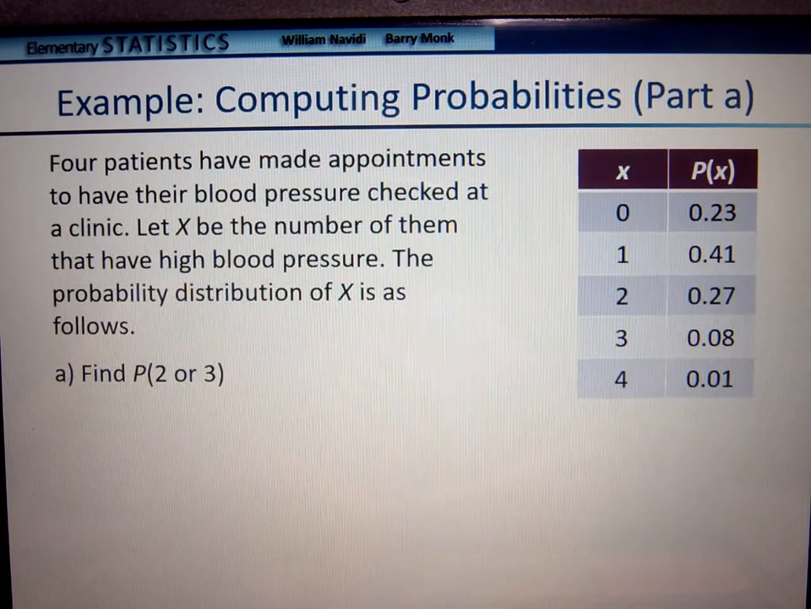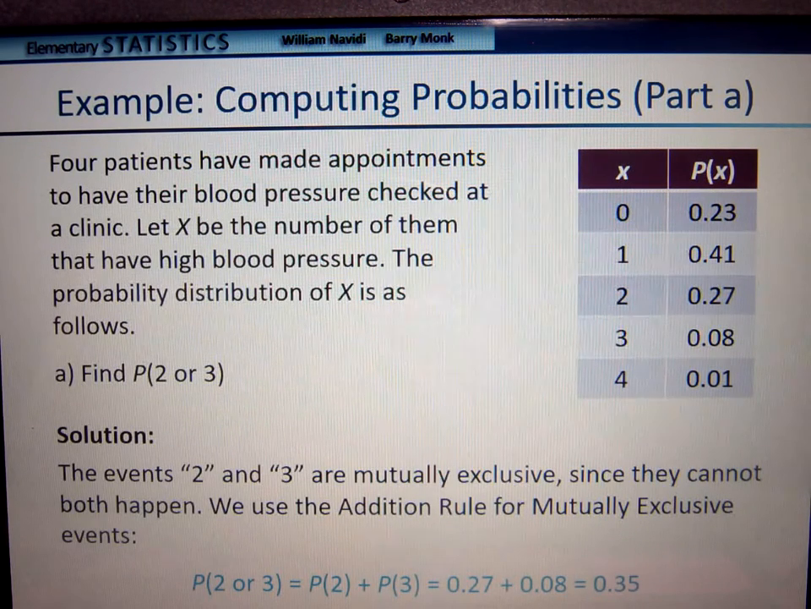All right, let's look at computing probabilities. 4 patients have made appointments to have their blood pressures checked at a clinic. X is going to be the number of them that have high blood pressure. The probability distribution is as follows. The first thing it says is we're going to find the probability of 2 or 3. Now, the events 2 and 3 are mutually exclusive since they can't both happen. You can't have both 2 and 3 people having high blood pressure. So we're going to use the addition rule that we learned back in Chapter 5, probability of 2 plus the probability of 3, and we find that the probability is 0.35.